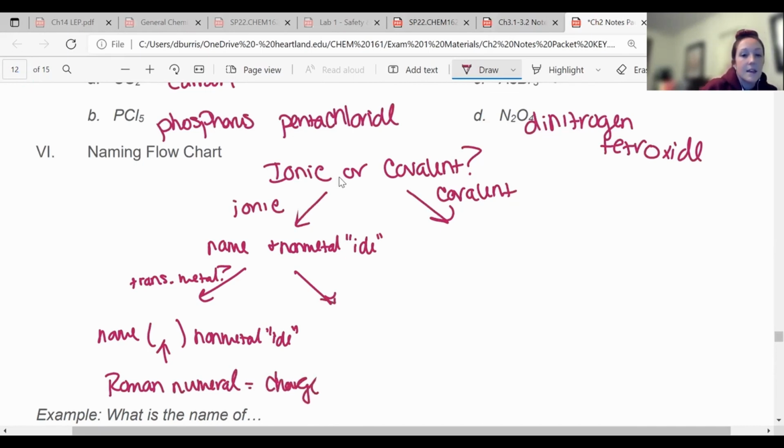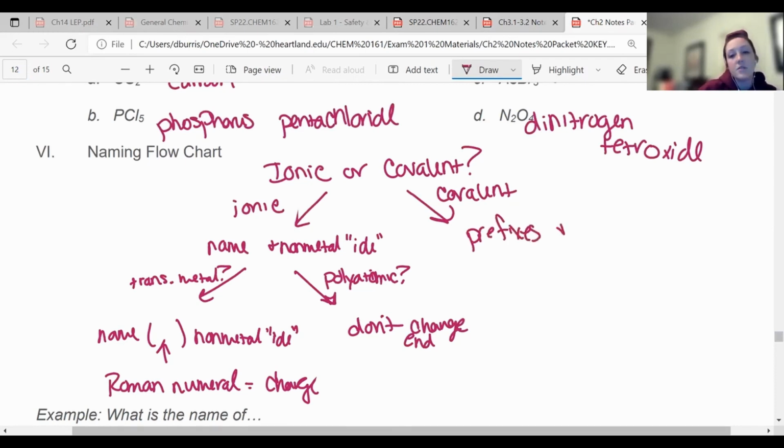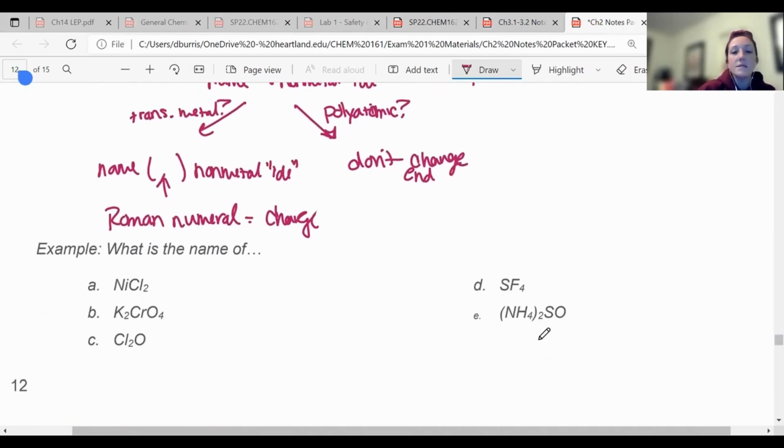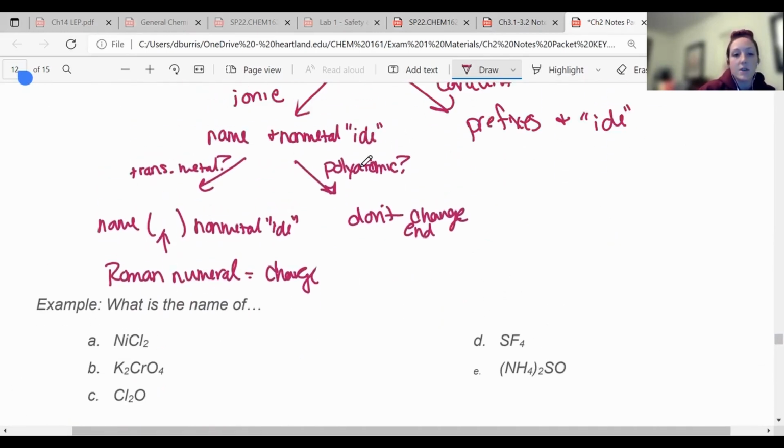The other thing we need to check is if there is a polyatomic ion. If there is, we don't change the ending. Don't change the ending. That's it, just name the polyatomic ion. Now if it's covalent, we need to make sure we use prefixes. There is no crisscrossing. You're going to use prefixes and change the ending to IDE every time. That's about it. So name these. Remember, use the flow chart, see if you can figure out what kind they are before you name them, and check to see if you got the right answer.